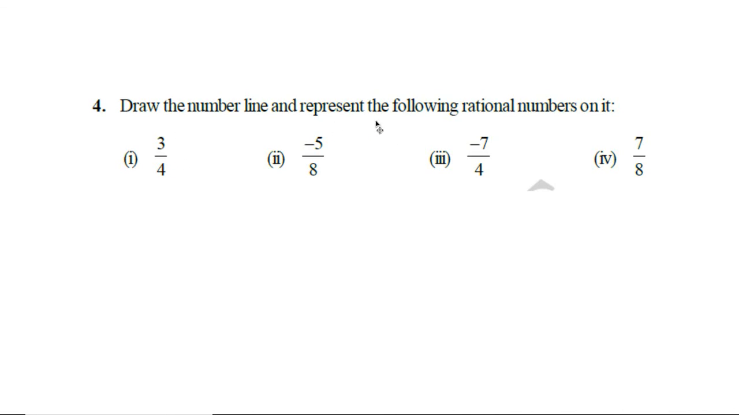Here you have a question. Draw the number line and represent the following rational numbers on it: 3 by 4, -5 by 8, -7 by 4 and 7 by 8. Here for -5 by 8, what will you do? Take one division and divide it into 8 parts. So mark many points. The 8th point you can take as 1 and mark -5 by 8 on it. For -5 by 8 you have to take points on the left side of 0.